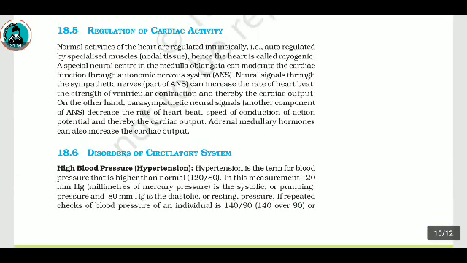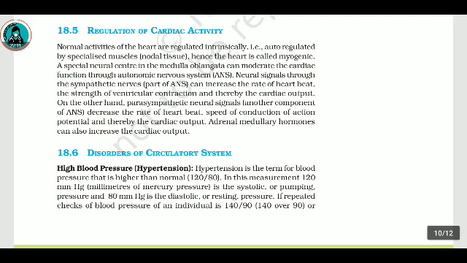18.5. Regulation of cardiac activity. Normal activities of the heart are regulated intrinsically, that is, auto-regulated by specialized muscles, the nodal tissue. Hence, the heart is called myogenic. A special neural center in the medulla oblongata can moderate the cardiac function through the autonomic nervous system, ANS.